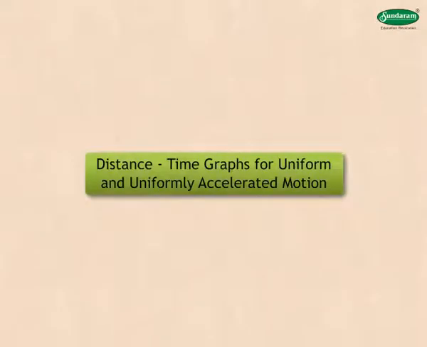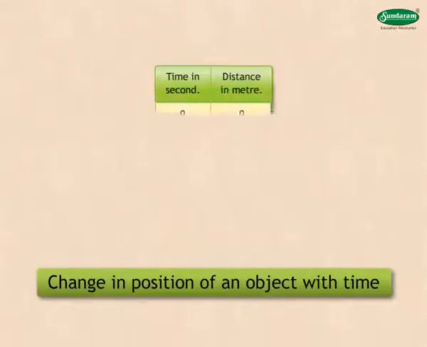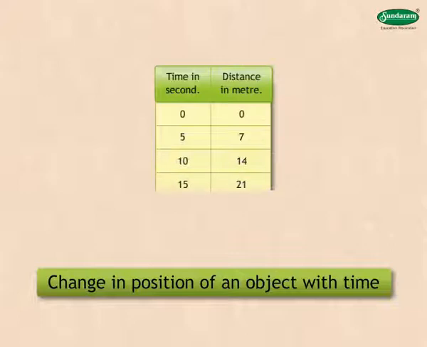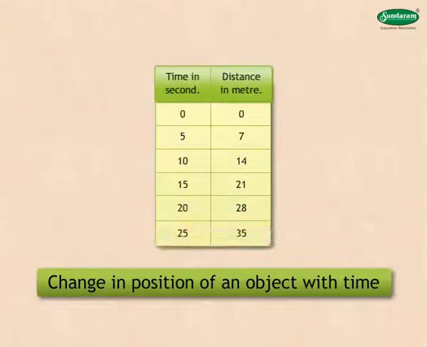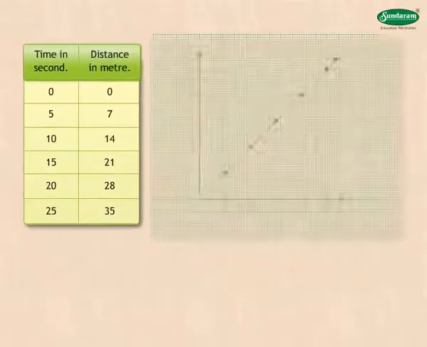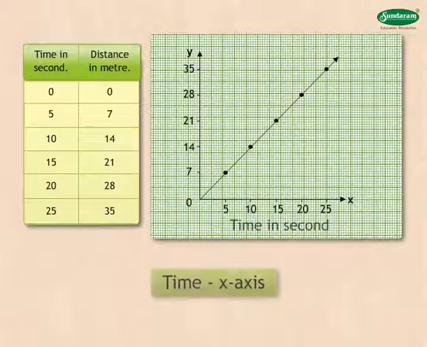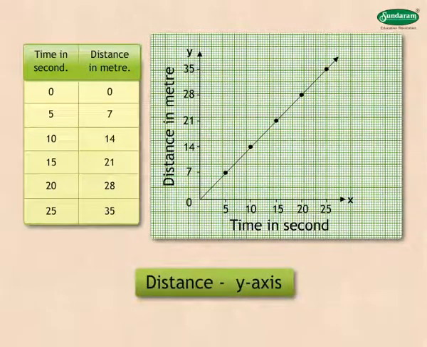Distance-time graphs for uniform and uniformly accelerated motion. The change in position of an object with time can be represented on a distance-time graph by taking a convenient scale of choice. In this graph, time is taken along the x-axis and distance is taken along the y-axis.